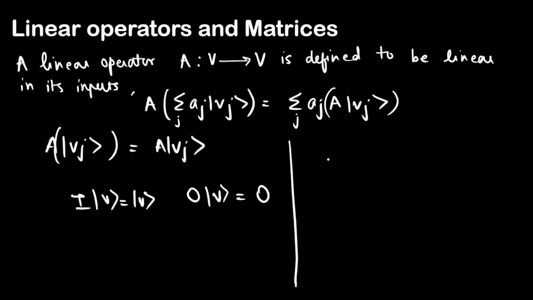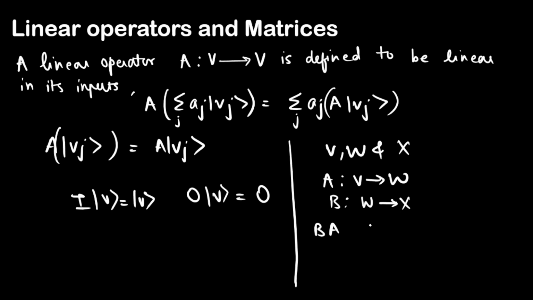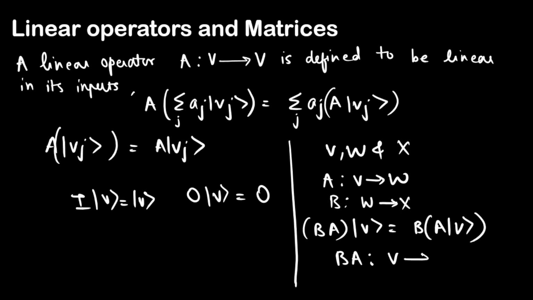Now for three vector spaces V, W and X, such that A maps from V to W and B maps from W to X are our linear operators, then BA denotes the composition of B with A, defined by BA operating on V gives us B operating on the state which we get when we operate A on V. This operation BA maps from V to X.